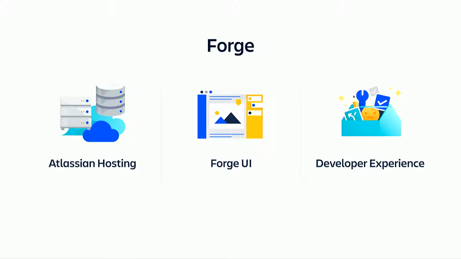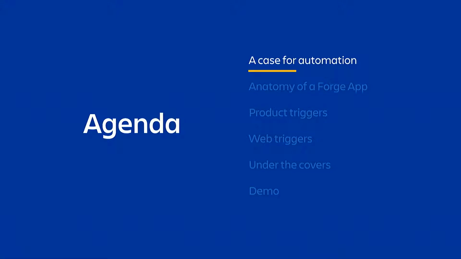So in this practical session, I will show you how to leverage different Forge features to build example automation app that will extend functionality of Jira. So first, let me explain a use case for automation app. And in order to better do that, let me introduce my team at Atlassian, Platform Services.